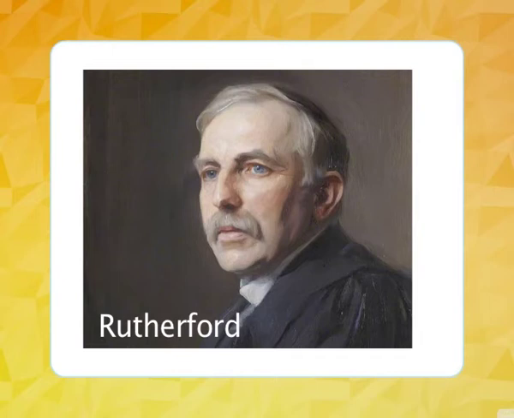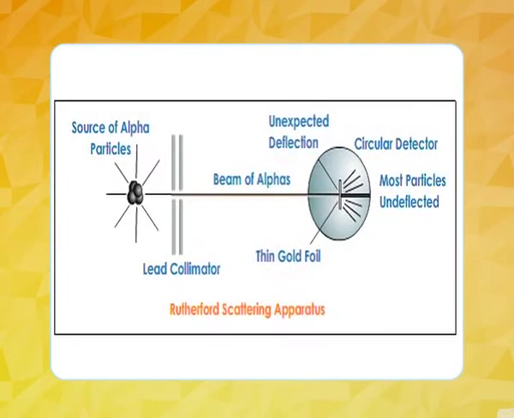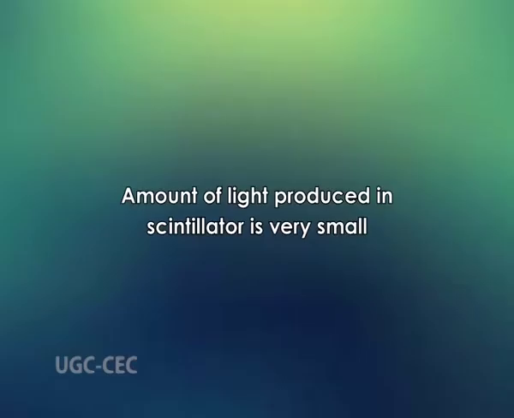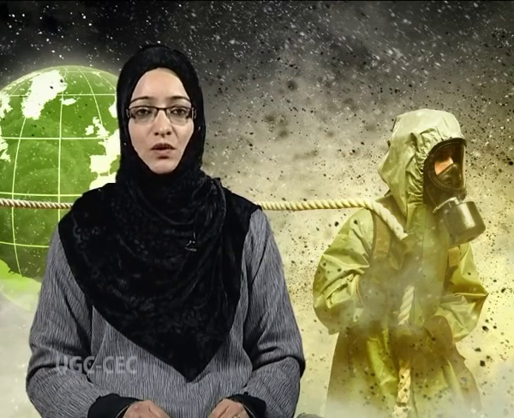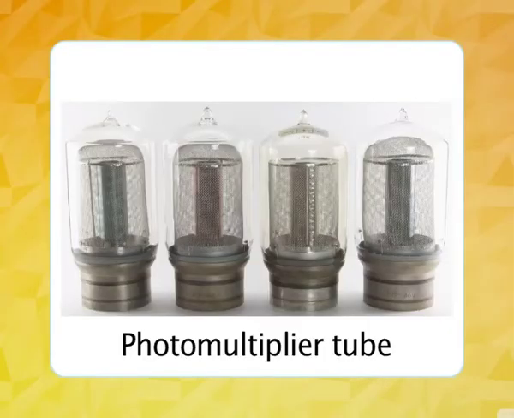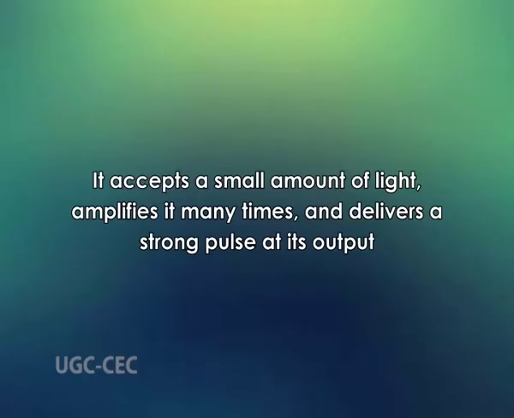It was used by Rutherford in 1910 in his alpha scattering experiments. The amount of light produced in the scintillator is very small. It must be amplified before it can be recorded as a pulse or in any other way. The amplification or multiplication of the scintillator's light is achieved with a device known as a photomultiplier tube. It accepts a small amount of light, amplifies it many times, and delivers a strong pulse at its output.